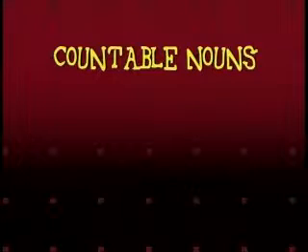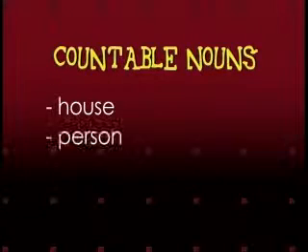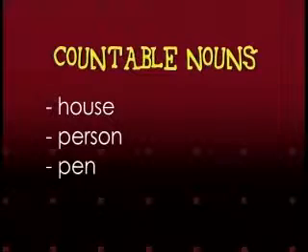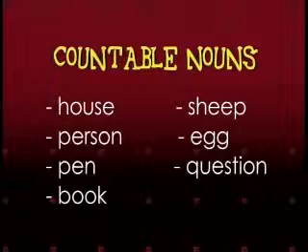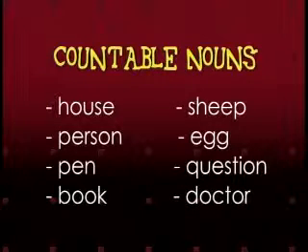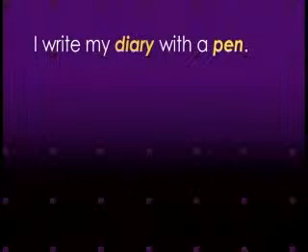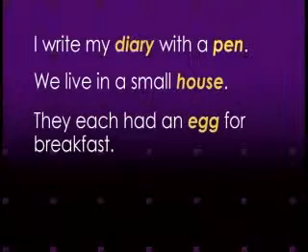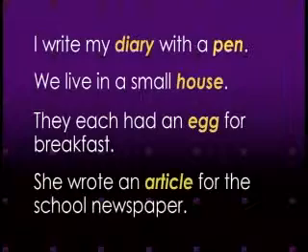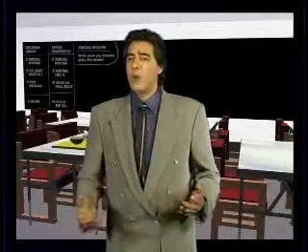Here are some countable nouns: house, person, pen, book, sheep, egg, question, doctor. I write my diary with a pen. We live in a small house. They each had an egg for breakfast. She wrote an article for the school newspaper. We can talk about a single countable object.